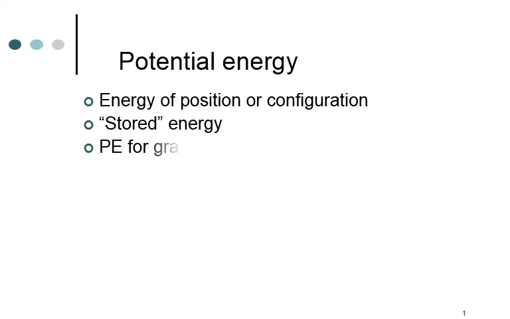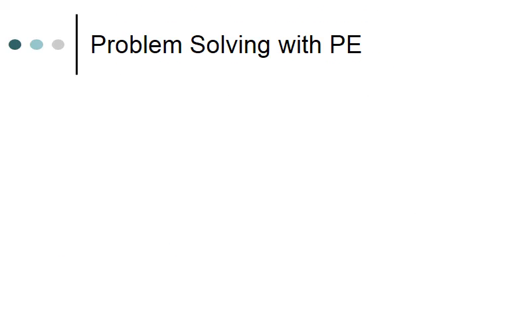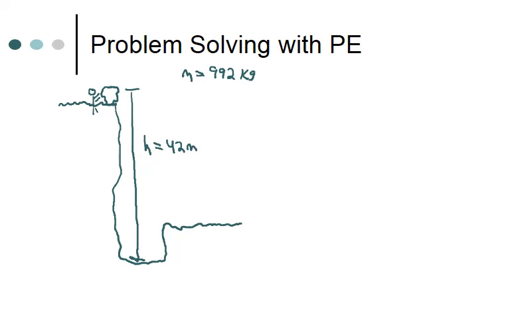Now, potential energy is mgh. It's the stored energy, and we get that from a zero reference. So let's try this one here. Let's say we have a mass that's 992 kilograms, height of 42 meters, and we want to get the potential energy. Go ahead and pause the clip and give this a try, and when you're ready to check, you can hit play to continue.